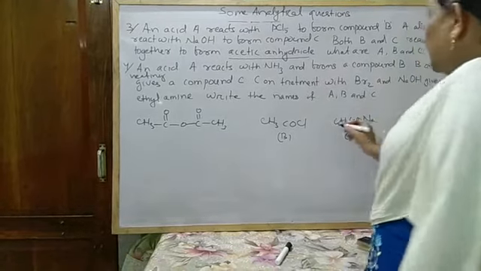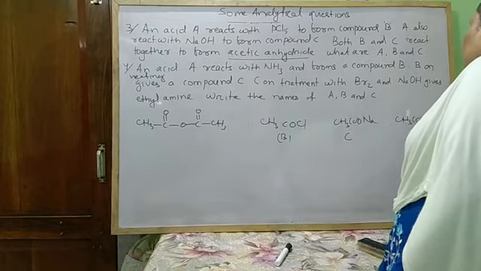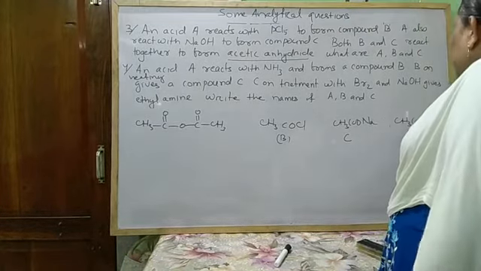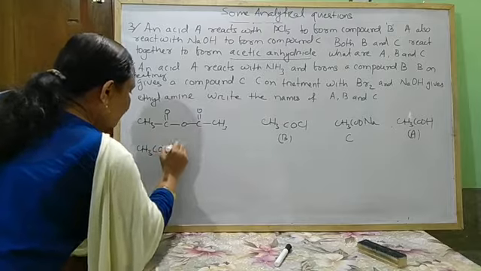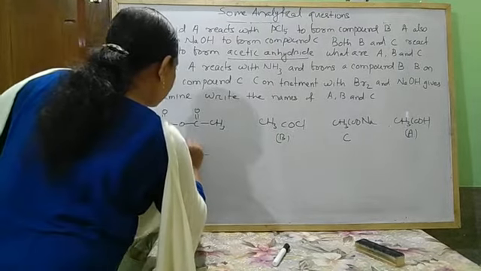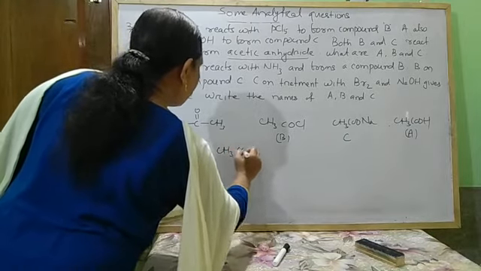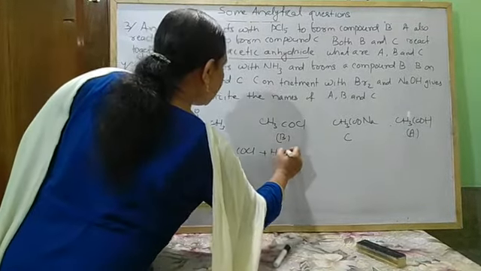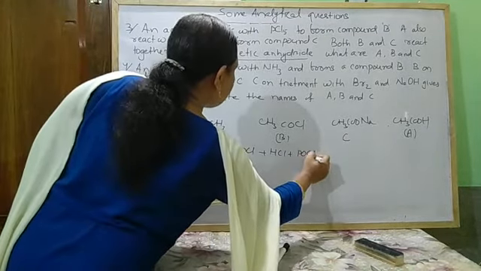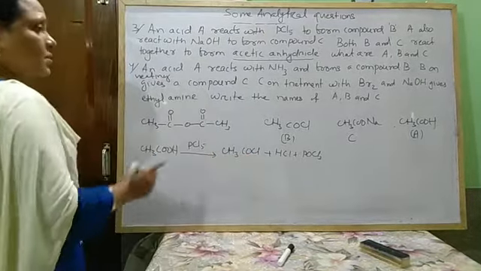And what is the acid? As this has 2 carbon atoms, the acid is acetic acid. This is A. So what is the overall reaction? Look here. Acetic acid reacts with PCl5 to form CH3COCl plus HCl plus POCl3. These are the side products, but we have to write only the main product.